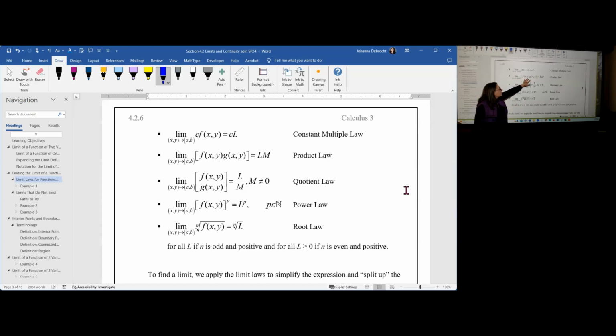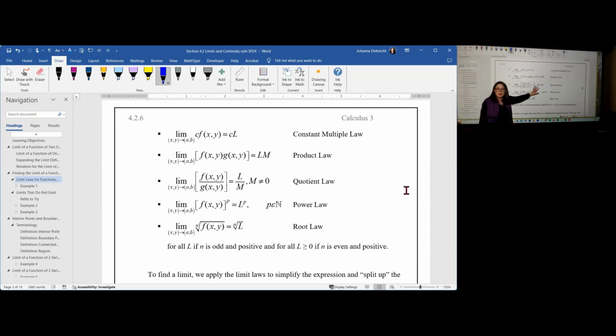What about the product rule? We also had a product rule in functions of one variable. Provided the limit of f exists and the limit of g exists, then the limit of their product is the product of their limits. You could split it into the limit of f multiplied by the limit of g. But again, to split it, they have to both exist. And exist means they're a finite real number.